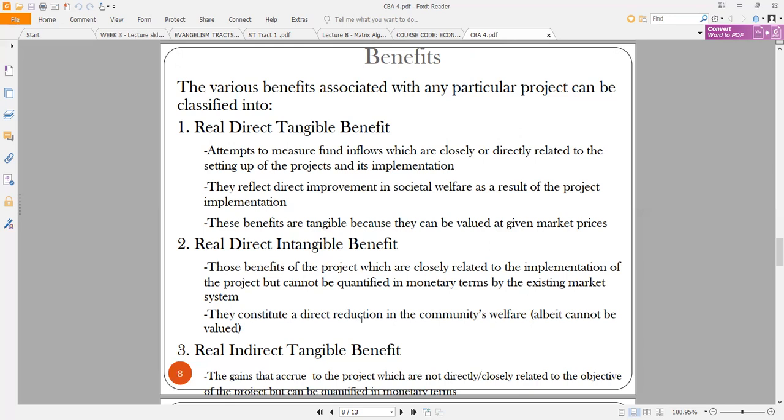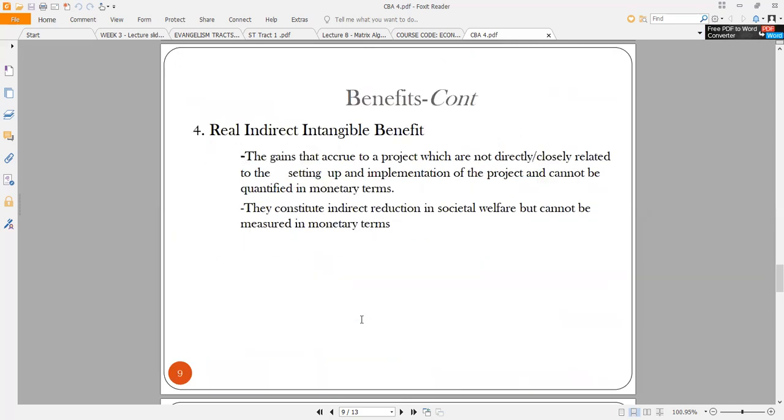And then we have indirect tangible. Indirect tangible benefit means that this is a benefit that is not directly related to the objective of the project, but it can be valued at market prices. That is indirect tangible. Then we have indirect intangible benefit. This one, the benefit is not directly related to the project, and it cannot be valued at market prices.